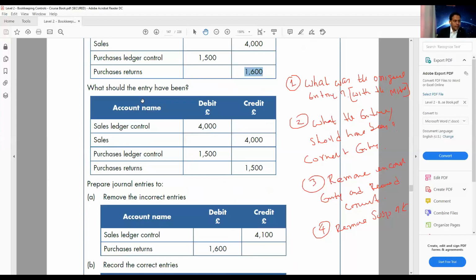What should the entry have been? The entry should have been sales ledger control 4,000, sales 4,000, purchase ledger control 1,500, and purchase return 1,500. Both should be equal.